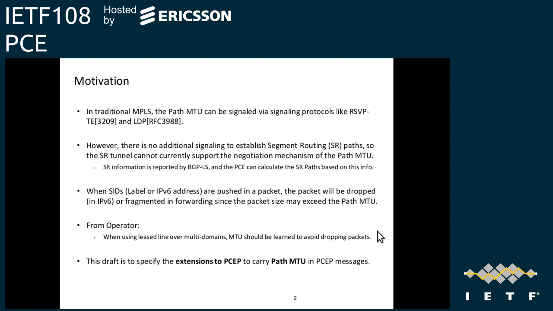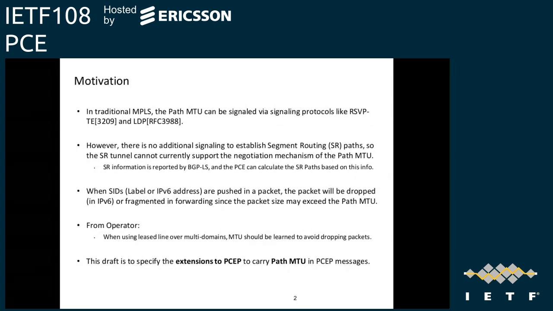First, about motivation. In the traditional MPLS, the Path MTU can be signaled via protocols like RSVP-TE and LDP. However, in SR networks, there is no signaling to set up the SR path. And there is currently no support for a negotiation mechanism of the Path MTU. So generally in an SR network, the SR information is reported via BGP-LS, and the PCE will use that information to calculate the SR path.